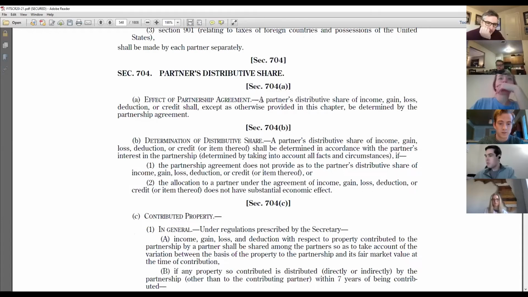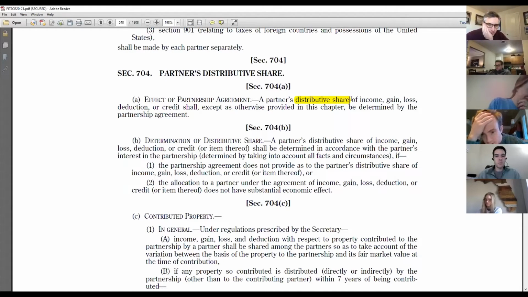704A, and we're going to spend a lot of time in 704, so don't worry if this is a little bit oblique at this point. A partner's distributive share. That's another way of saying allocation. I like to use the word allocation instead of distributive share. Distributive share sort of implies that there's some distribution that has to happen, and it's not the case that a distribution has to happen anytime soon, but they're used interchangeably.